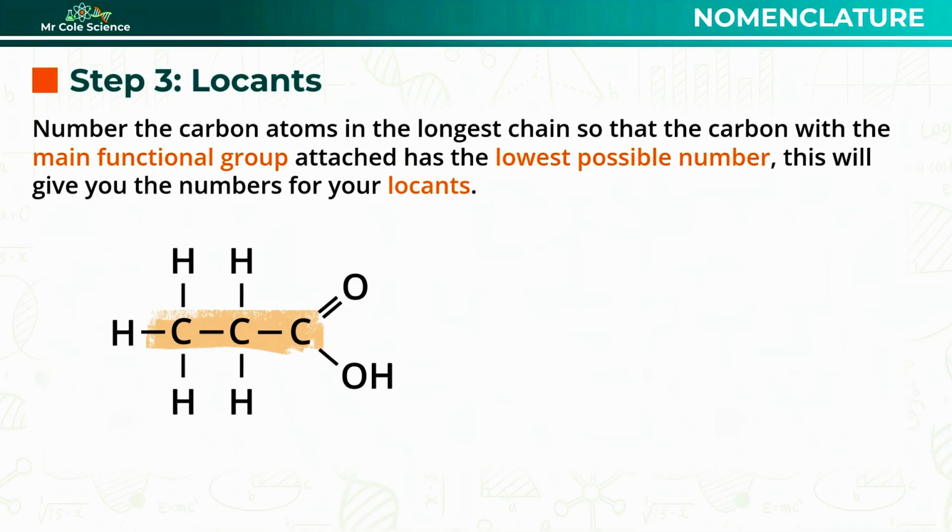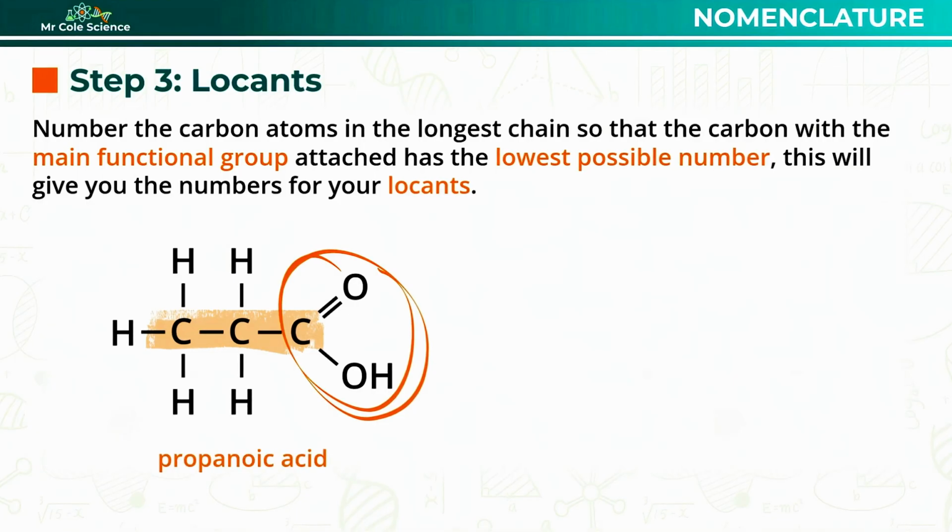It has 3 carbons in the longest chain that contains the functional group, and the carboxyl group is that functional group, giving us propanoic acid. Now in terms of numbering, the main functional group takes priority and needs to have the lowest number possible, so I have to start my numbering with the carbon atom that is part of the carboxyl group as shown.